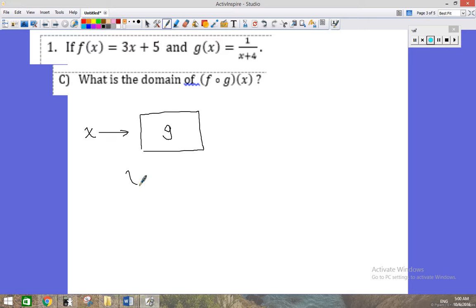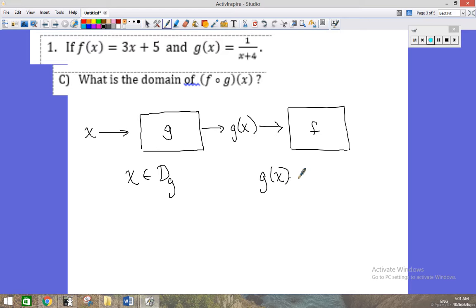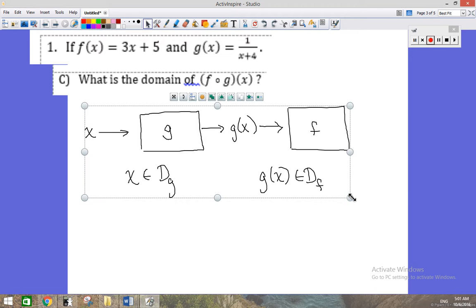So the first thing that has to be true is that x has to be in the domain of g. If that's true, you'll have an output. If it's not in the domain of g, you will not have an output. You won't be able to go any further in the problem. So if x is an element of the domain of g, then g does its magic. For this one it's 1 divided by the input plus 4, and out will come a number. That number is going to go into the function f. So what has to be true in order for it to have an output? This g of x has to be in the domain of f. If it is, then we'll get an output. If it's not, we won't.